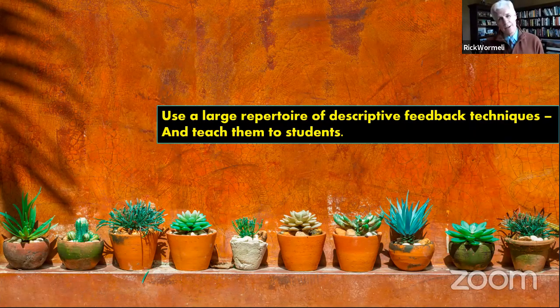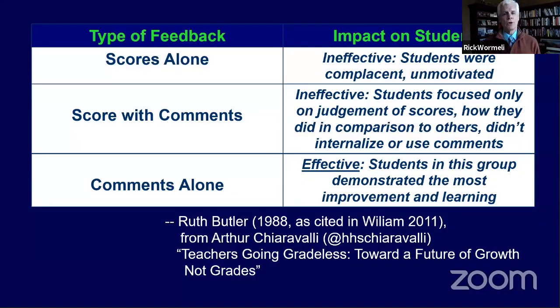So let's take a look at some of the principles and some of these specific techniques. First, you might remember Ruth Butler's research in the 1980s. Some of it was even born in Mastery Learning with Benjamin Bloom. What she found was that scores by themselves, literally just percentages, rubric number, letter grade, you got 18 out of 21 possible, that kind of thing, make kids complacent and unmotivated. To me, that's called harm.